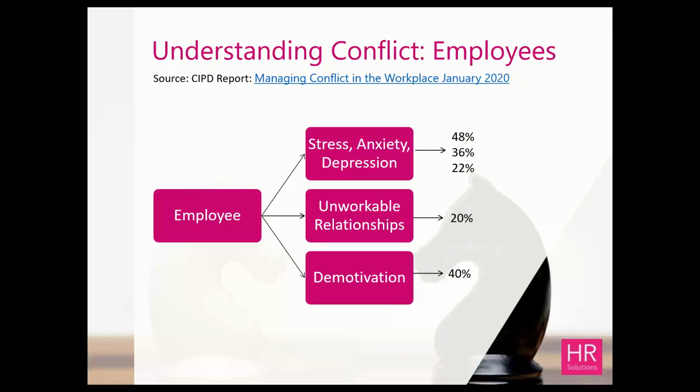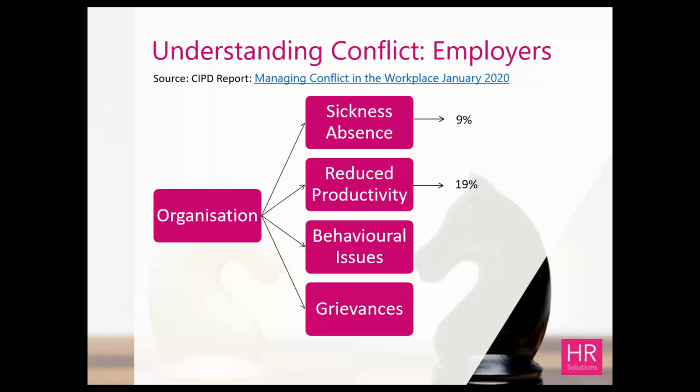So you can clearly see that conflict in the workplace can have a detrimental impact for the employee. Now, looking at it from the organisation's point of view, and again from the same research carried out by the CIPD, as you'll see on this illustration, the conflict can lead to sickness absence, reduced productivity, behavioural issues, disciplinary matters, and of course grievances. And what you'll see is 19% of the respondents identified that it actually had a detrimental impact on employees' productivity.